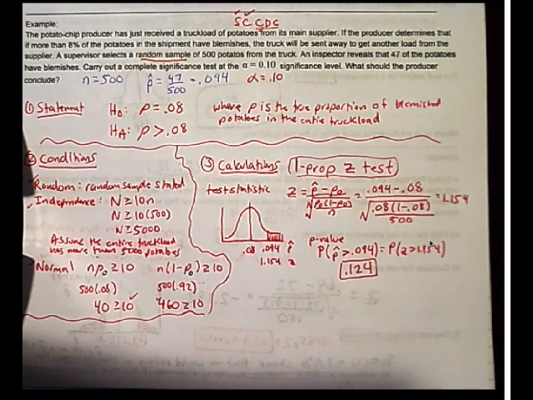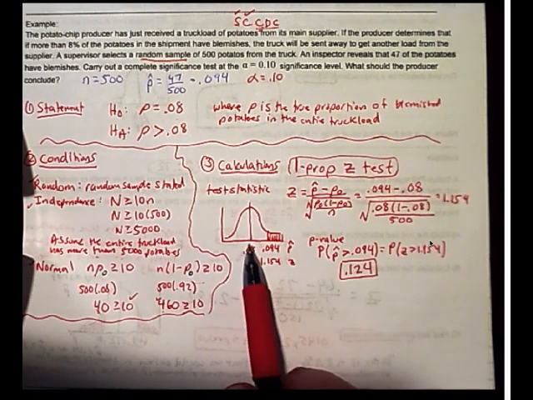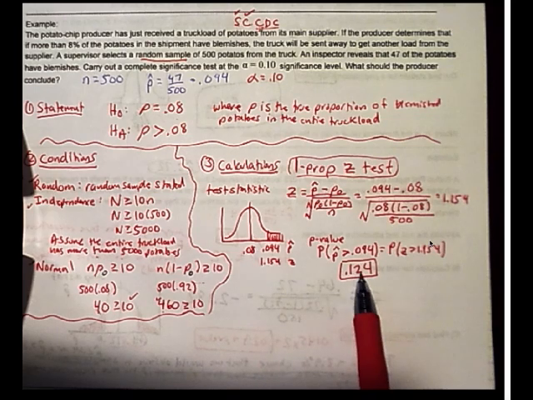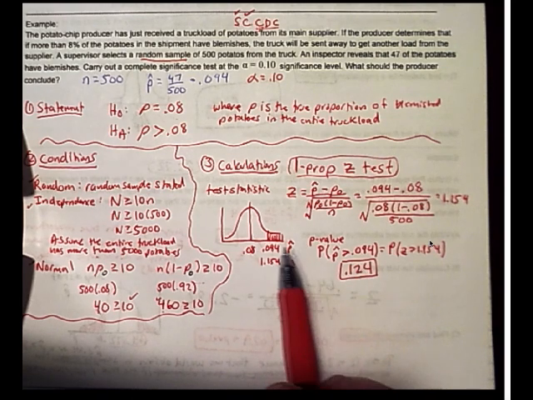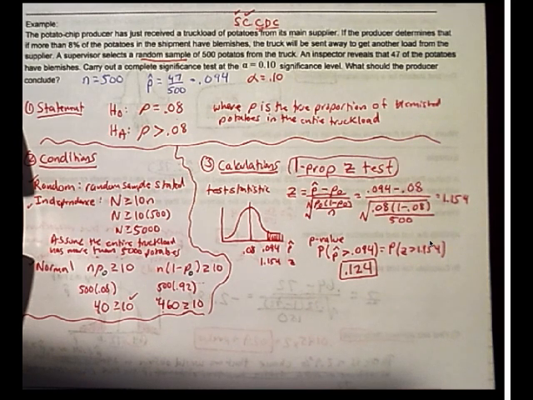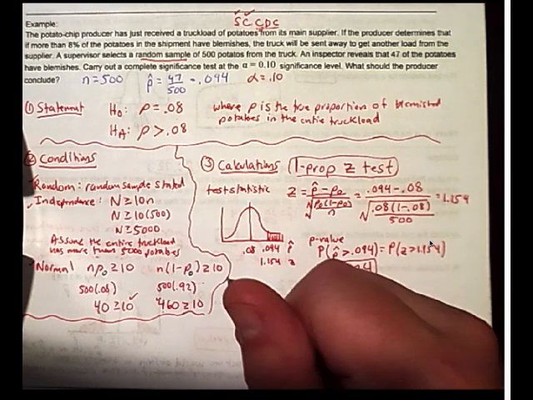All right, so the interpretation of that: if this really is the true proportion of blemished potatoes, there's a 12.4% chance we would get a sample that was 0.094 or above, a sample proportion that was 0.094 or above. Okay? Still within reason to believe that that could happen. All right. So that's the end of the calculations.